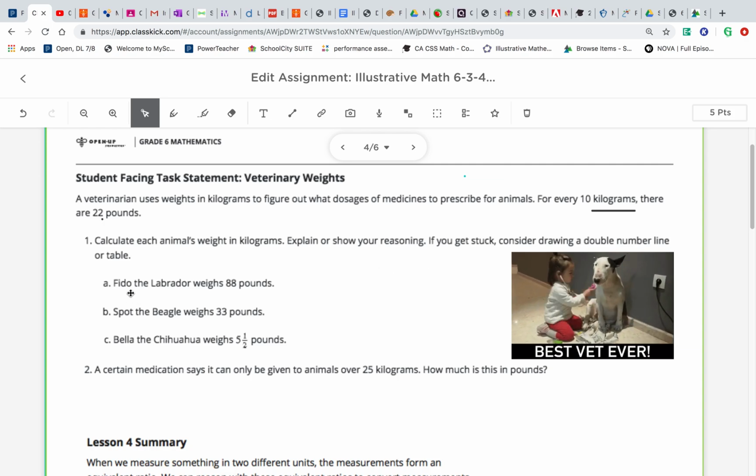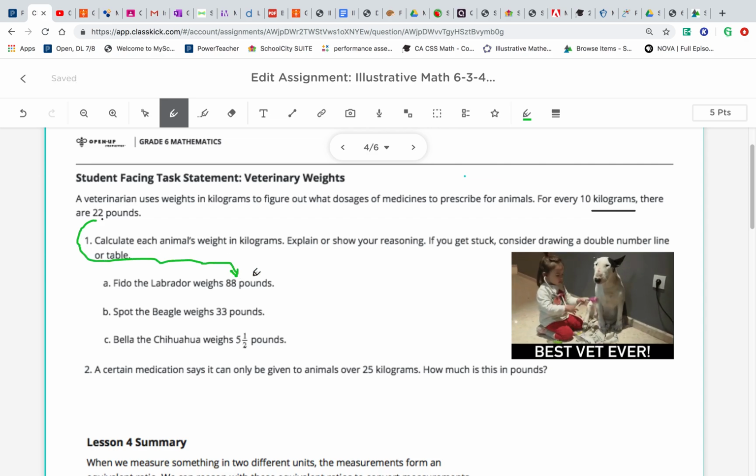All right, so Fido, the Labrador, weighs 88 pounds. We want to know about kilograms. Well, let's look at the original ratio they gave us. For every 10 kilograms, there are 22 pounds. We want to get up to 88 pounds. So here's one way to think about it. We want to connect 22 pounds to 88 pounds. So let's think, how can we go from 22 to 88?